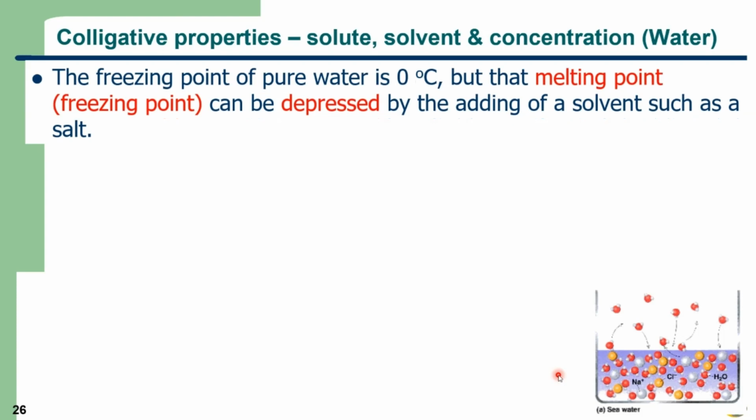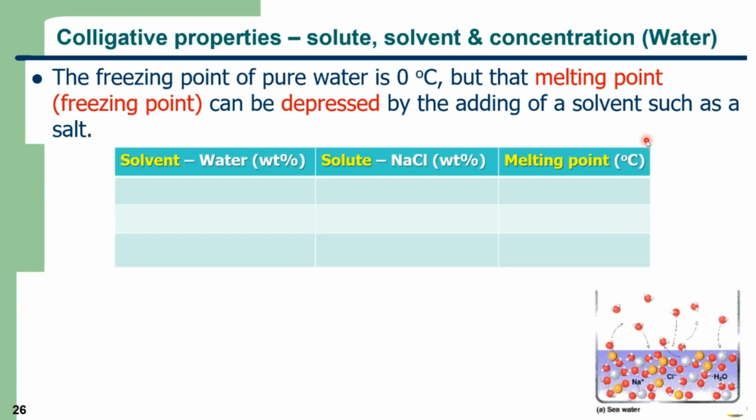Right. And when we talk about vapor pressure, how about the melting point? The freezing point of pure water is 0, but the melting point can be depressed by adding a solute, such as salt. So if we put salt into the water, the melting point will what? Will decrease, will be depressed, right? Okay. So for example, this is an example of water. With the solvent at 100%, there's no salt. The melting point will be 0, right?